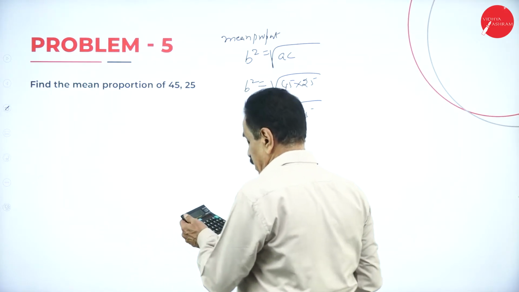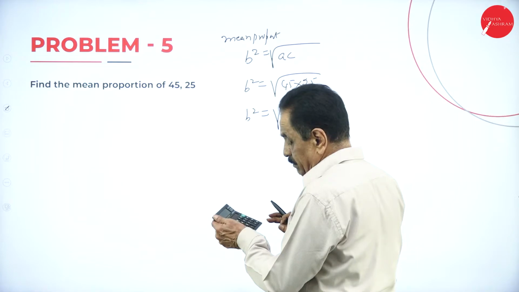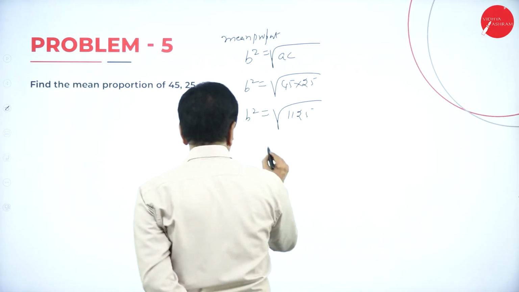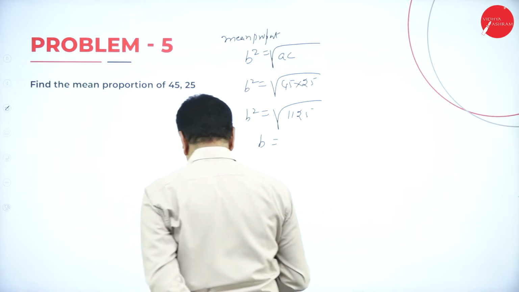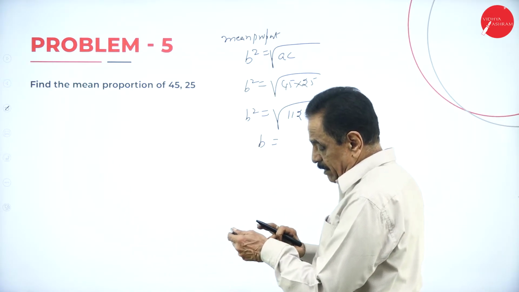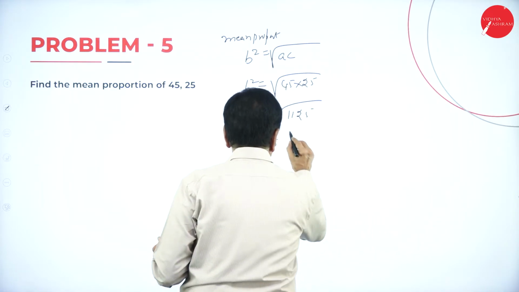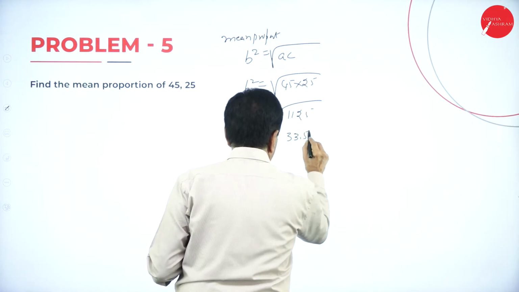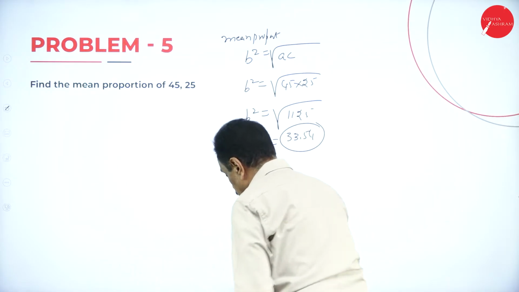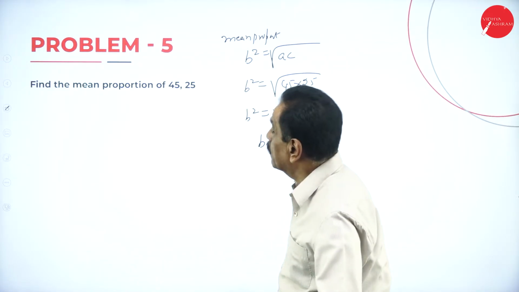45 into 25 is 1125. B is equal to root of 1125, which is 33.54. It is not a perfect root, because of a number like this. Then we move on to the next one.